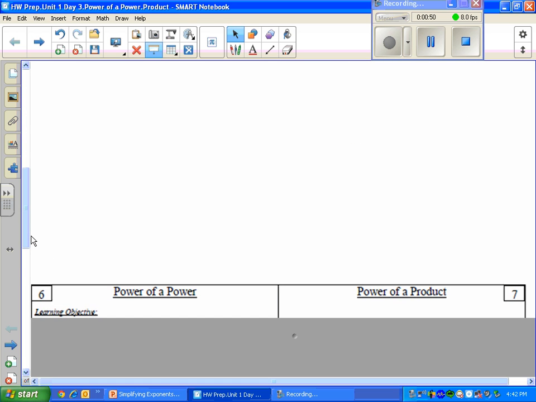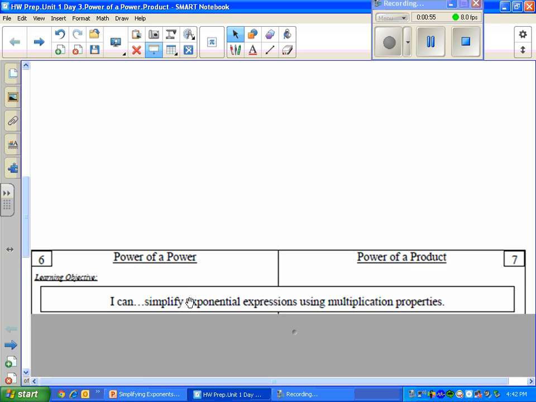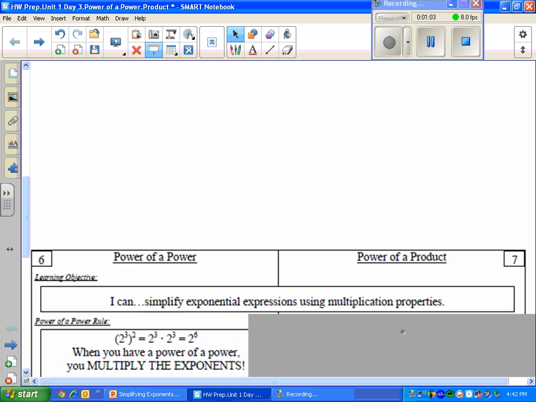Okay, so here's what this says. First of all, let's go ahead and copy our learning objective. The learning objective says I can simplify exponential expressions using multiplication property. Okay. Let's first talk about what a power of a power is.